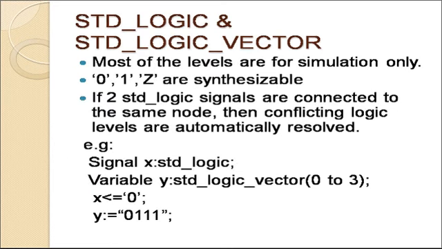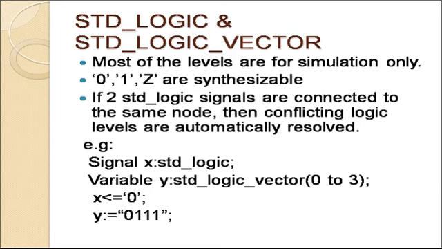Similarly, here is another example. When you go for a std logic vector defined type, quite obviously you must check whether it is synthesizable, meaning whether your synthesizing procedure is able to generate hardware for that or not. Out of all these values, 0, 1 and Z are the only synthesizable ones; the rest of the values are not synthesizable.